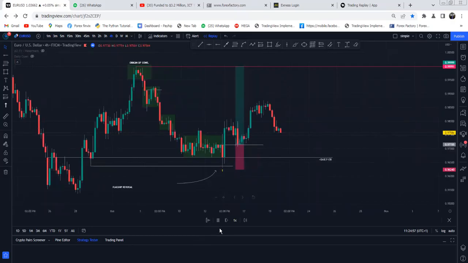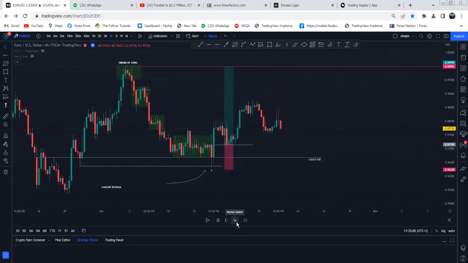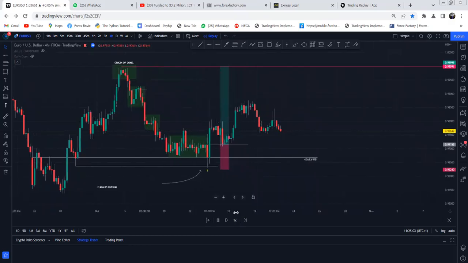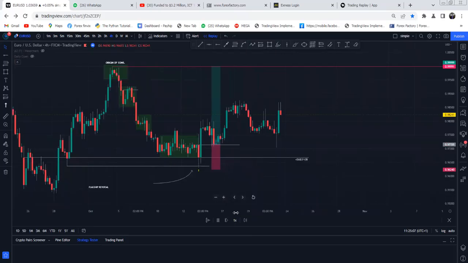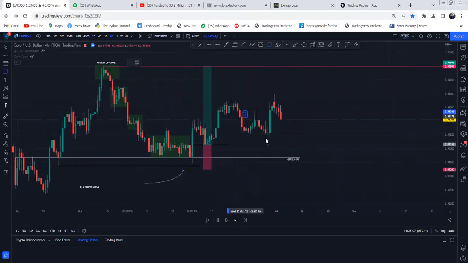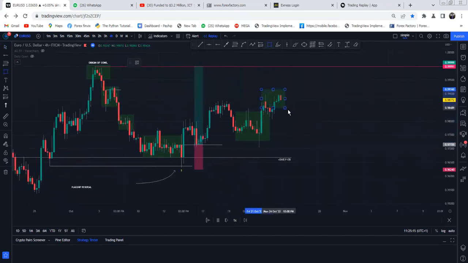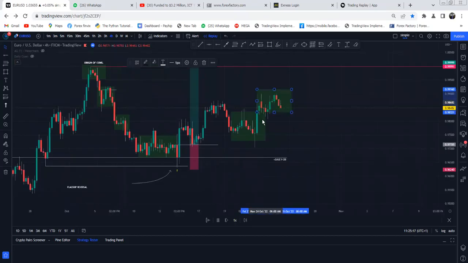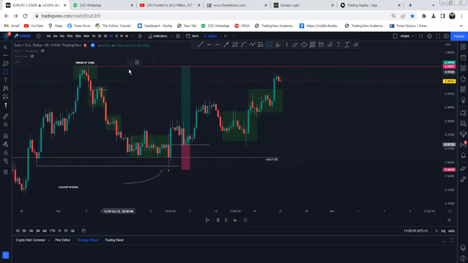Let's just see what price does. Let's see what price does here. Okay. So here is another accumulation. Another accumulation here. Yes, we have an IOFED here. So our main target is the high of this.